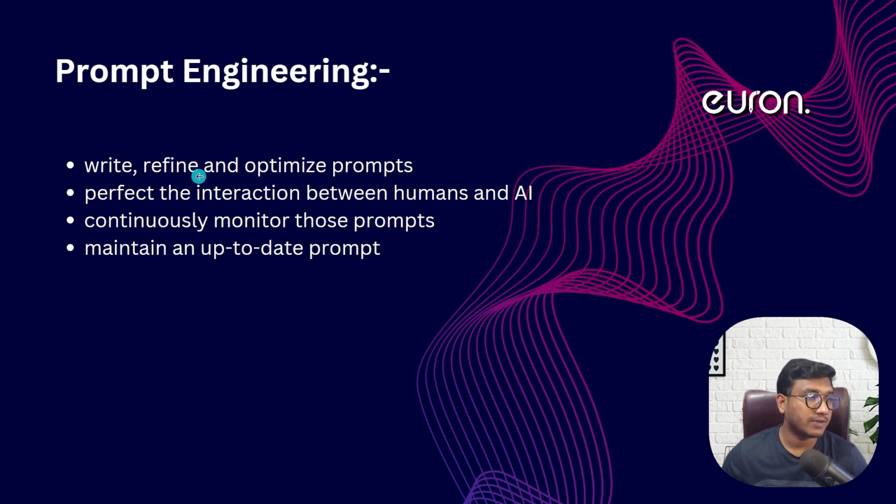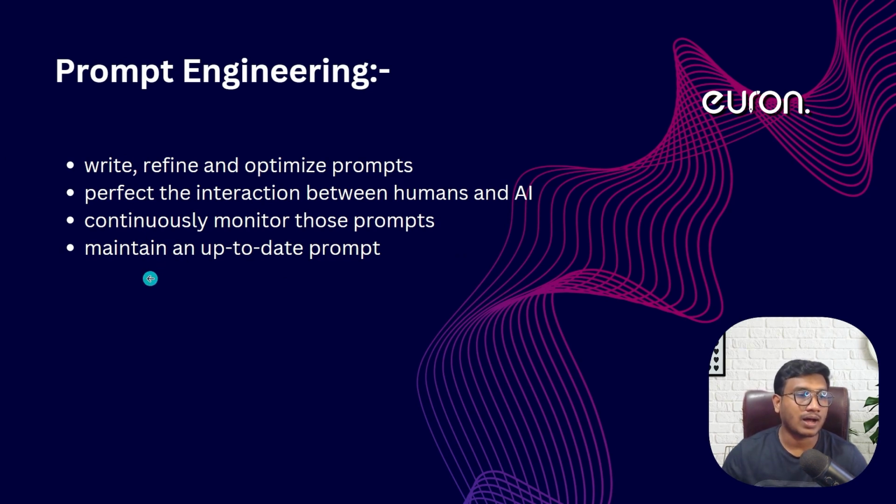Write, refine and optimize prompts, perfecting the interaction between humans and AI. That means you always need to make sure whether your prompt is perfect or not, to communicate between human and AI. You will be communicating with your AI assistant, let's say in whatever application you have built with the help of a large language model, and you have to make sure there is a good interaction. Continuously monitor those prompts, whether they are perfect or not, and whether there is any change in the model or not.